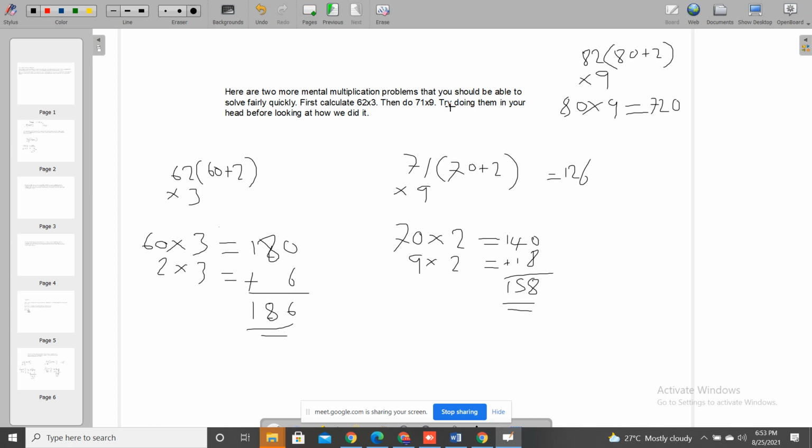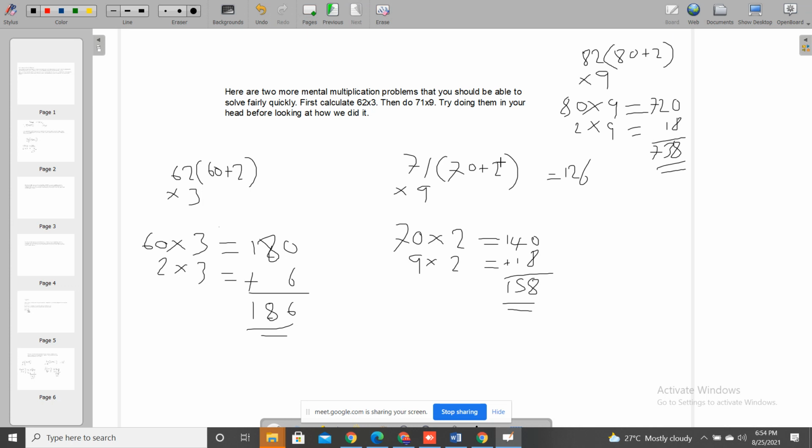Then you multiply these two. 9 times 2, so 2 times 9 is 18. So I'm going to have my 18 here. So what will be the answer? 738. Yes. Do you all understand? Yes, sir. I believe it's easy to do multiplication, right?